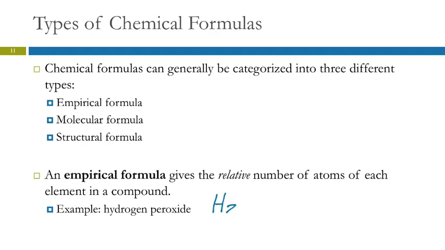So let's look at hydrogen peroxide. The formula for hydrogen peroxide is H2O2. In a molecule, there are 2 hydrogens and 2 oxygens. That is not the empirical formula, though. The empirical formula is the lowest ratio. So it's 2 to 2, 2 hydrogens to 2 oxygens. The lowest ratio is 1 to 1. So that's what an empirical formula gives us. This is the empirical formula. This is the actual molecular formula. So it's just the lowest ratio.